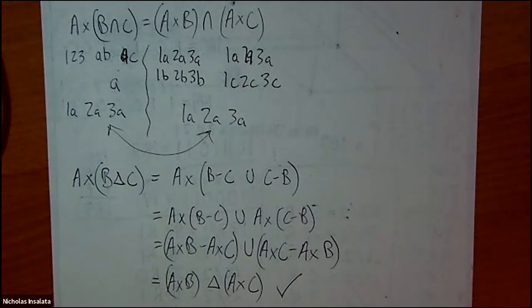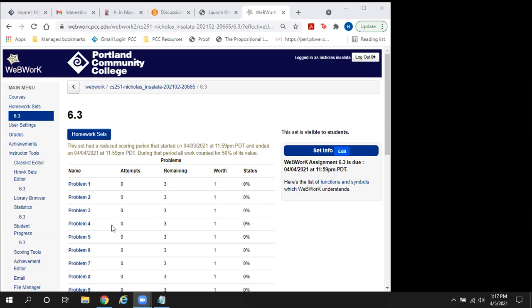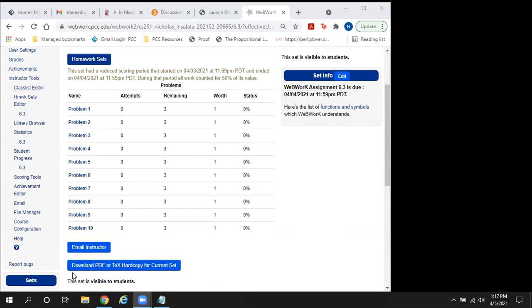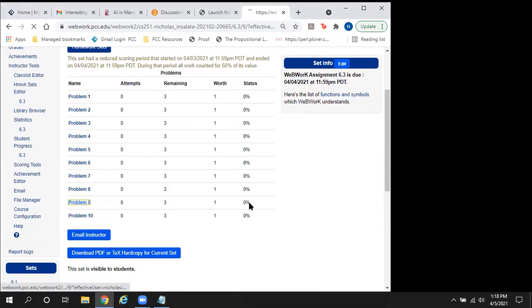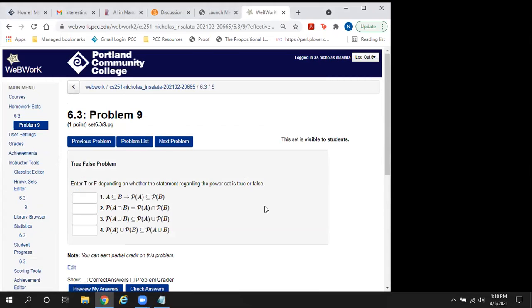Cool. Okay, so there's number 6. Let's move on to numbers 9 and 10. So here, actually, let me turn this off. All right, so this is a similar sort of thing, but this is all about the power set and how that works, right? Okay, so if A is contained in B, is the power set of A contained in the power set of B?